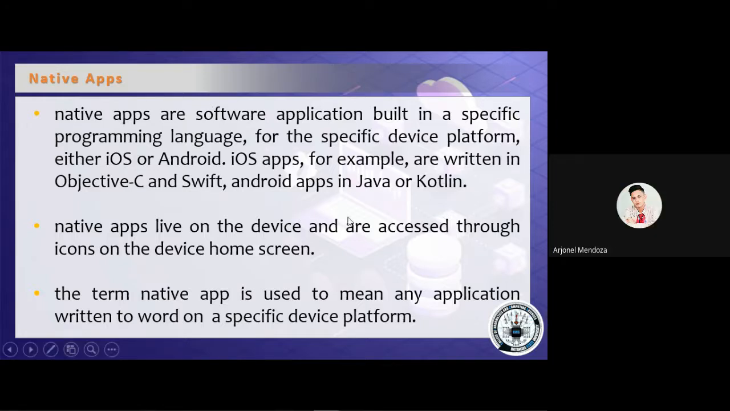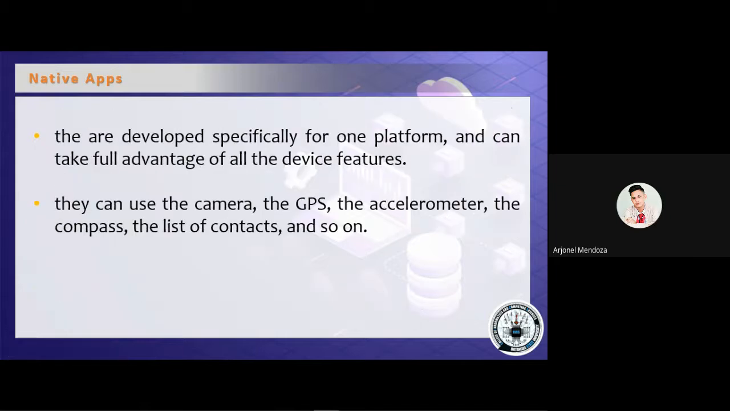So that is the native apps. So native apps are developed specifically for one platform, yun nga, sabi ko kanina, and can take full advantage of all the device features. They can use the camera, the GPS, accelerometer, compass, and the list of contacts and so on. So another example of native apps, an application that can take full advantage of the device features.